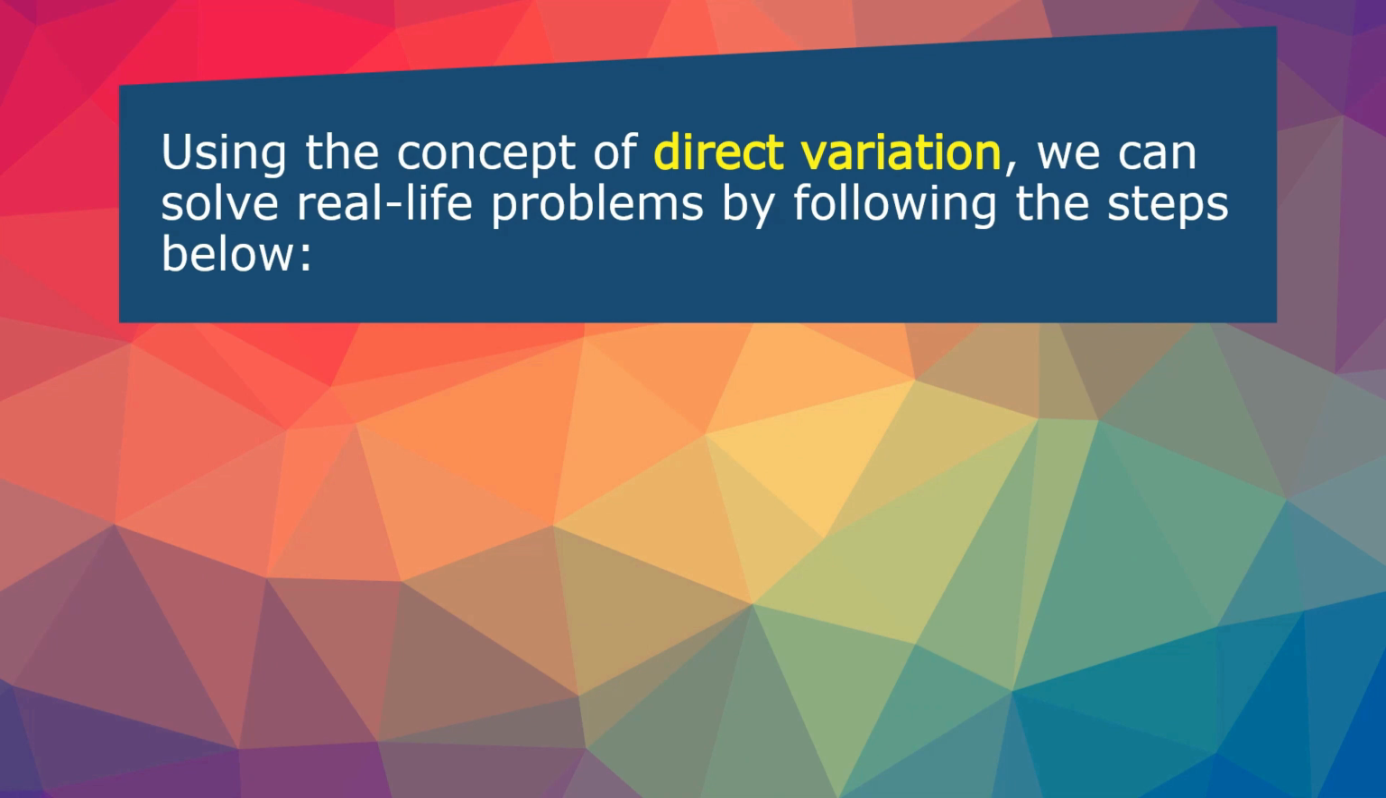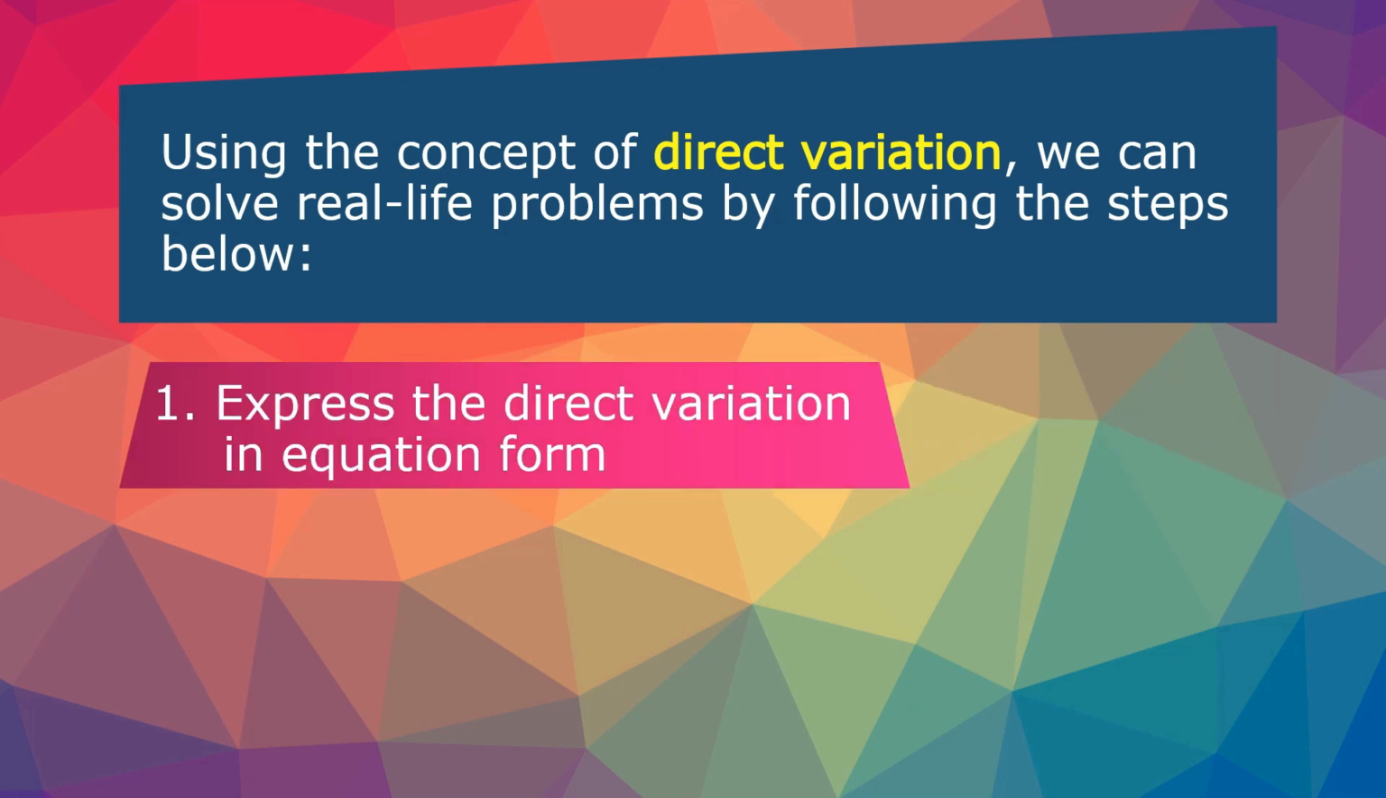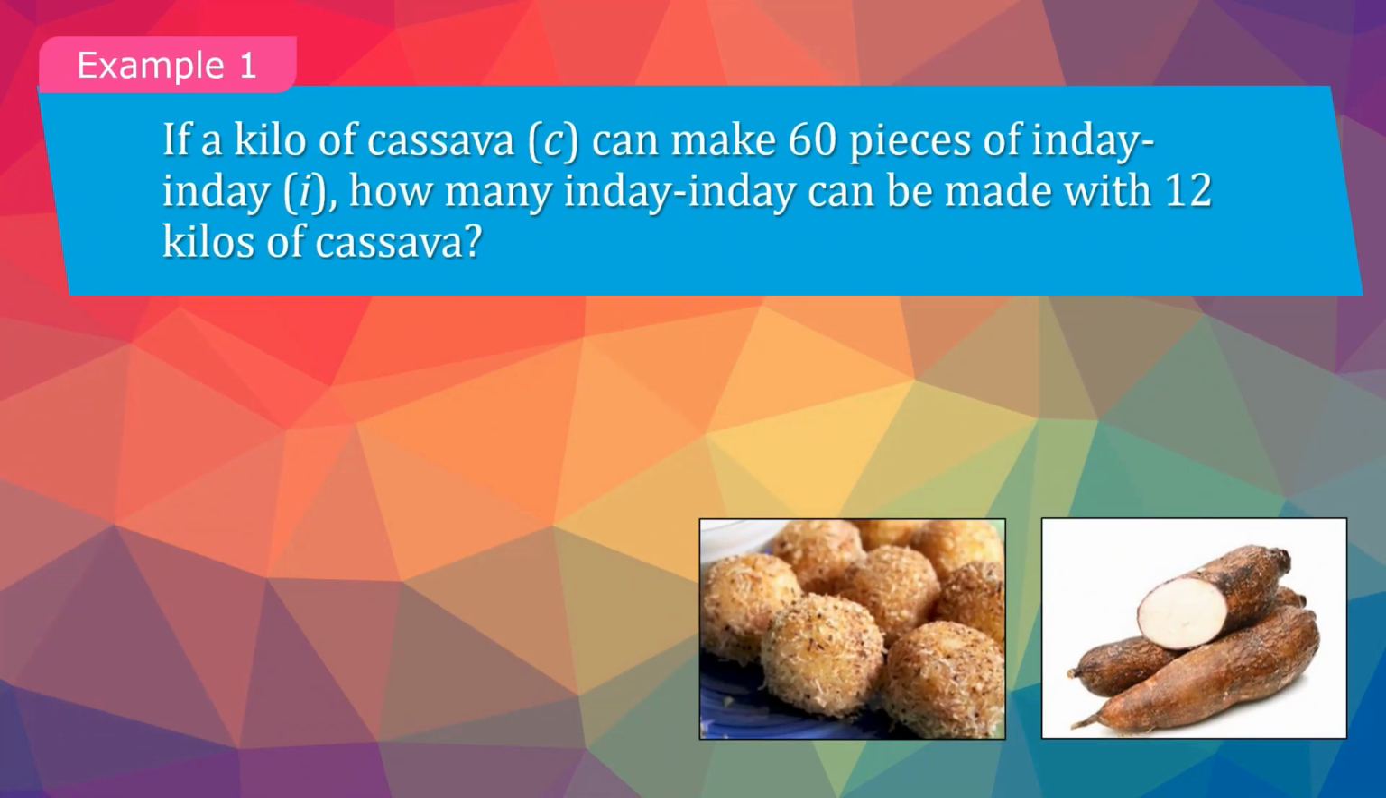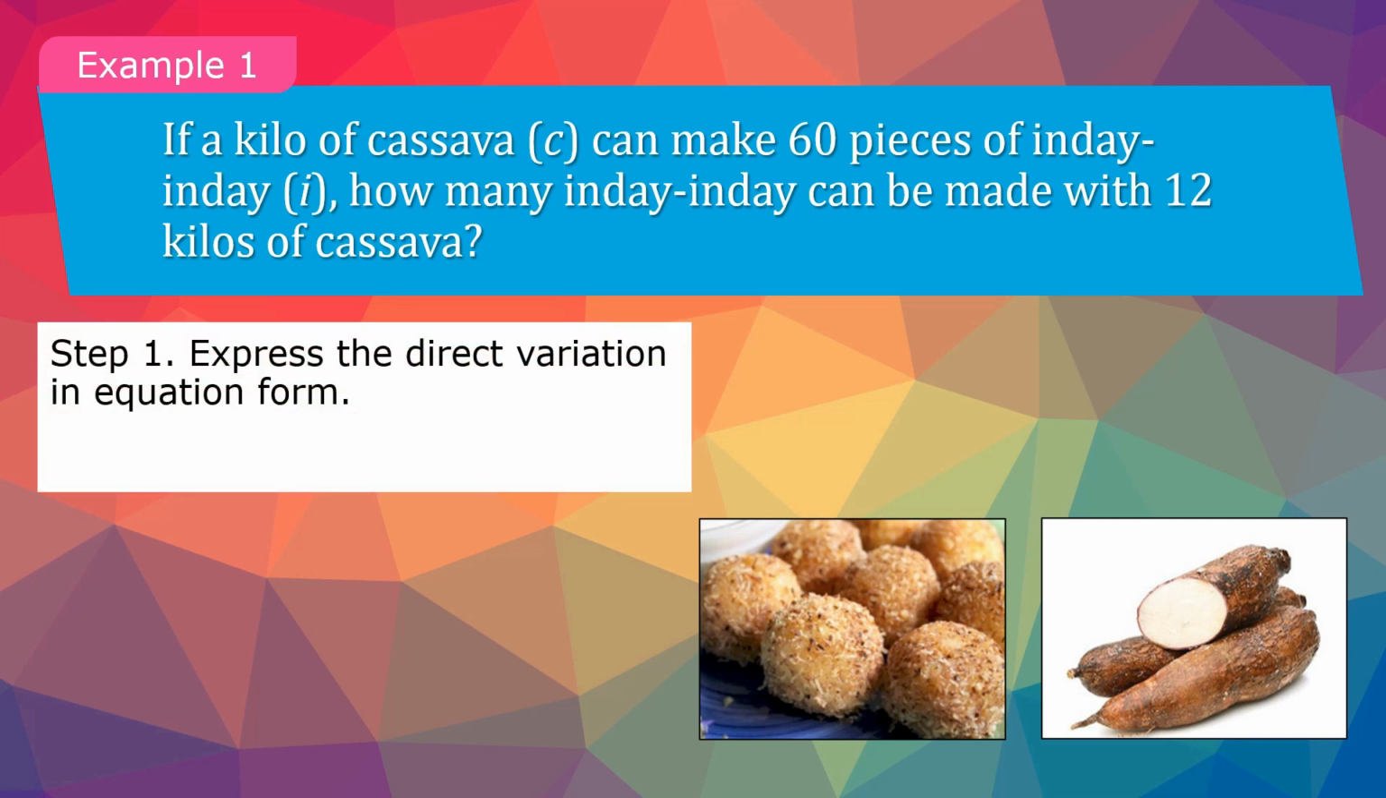Using the concept of direct variation, we can solve real-life problems by just following the 3 simple steps below. Step 1. Express the direct variation in equation form. Step 2. Find the constant of variation, or K. And step 3. Solve or find the correct answer. Let us have this example number 1. If a kilo of cassava, or C, can make 60 pieces of inday-inday, or I, how many inday-inday can be made with 12 kilos of cassava?